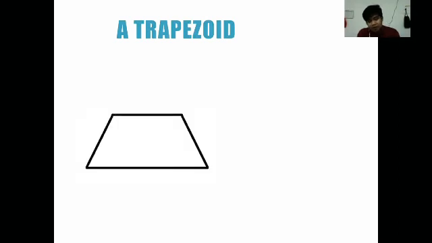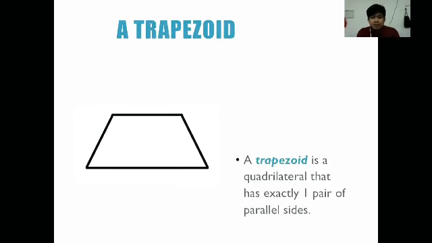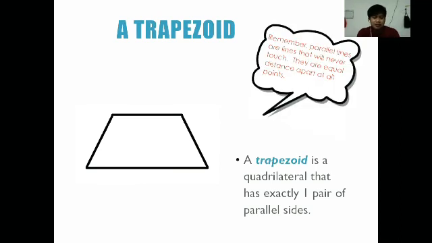That is the shape of a trapezoid. A trapezoid is a quadrilateral that has exactly one pair of parallel sides. When we say parallel sides, parallel lines are lines that never meet or touch each other. They are an equal distance apart at all points. So even if you extend them straight, they will never meet when we say parallel lines.